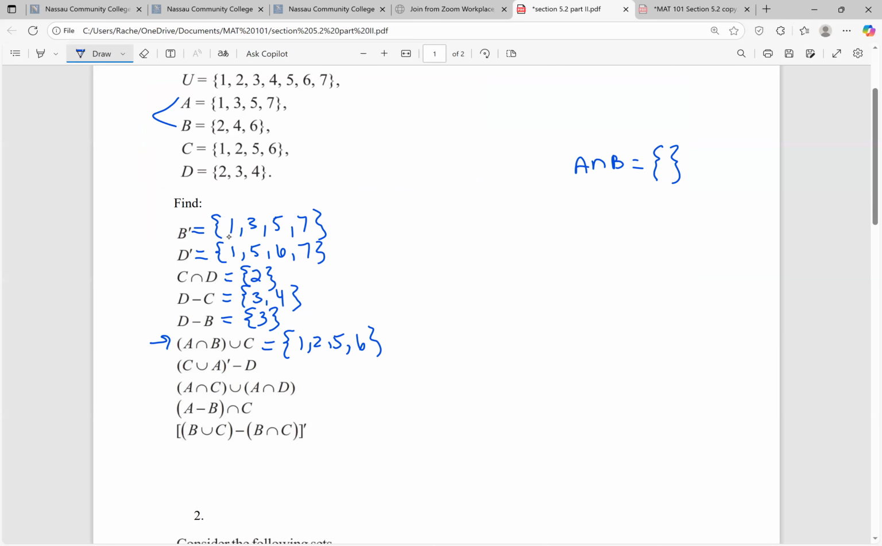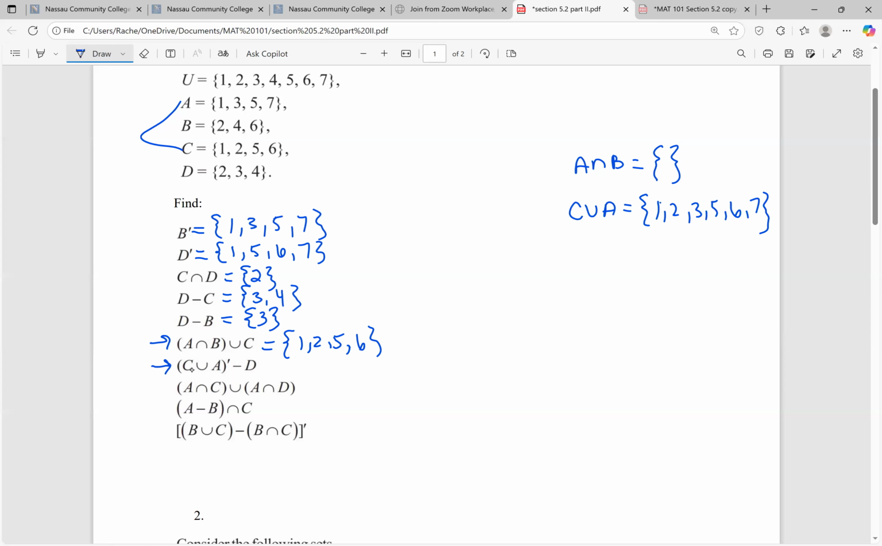So the next one is C union A, but complement. You see how we have the prime on the outside? And then we're going to take the set difference with D. Let's just go one step at a time. Let's start with C union A. So let's join sets C and A. That's going to be 1, 2, 3, 5, 6, 7. I'm just joining the two sets together.